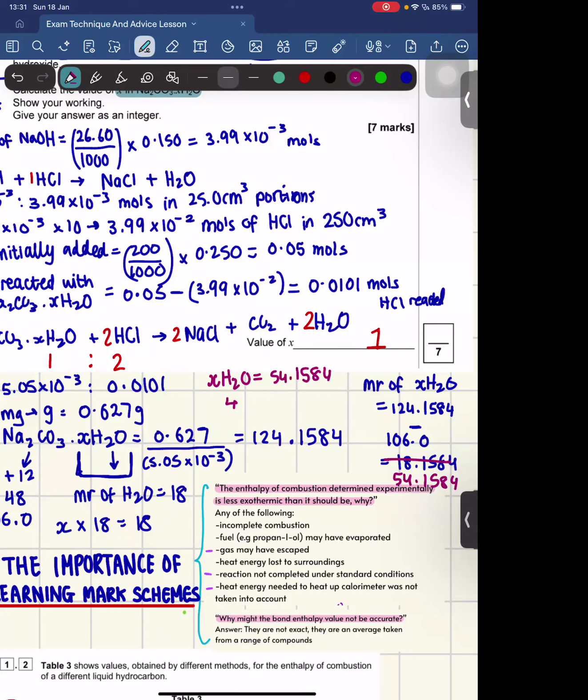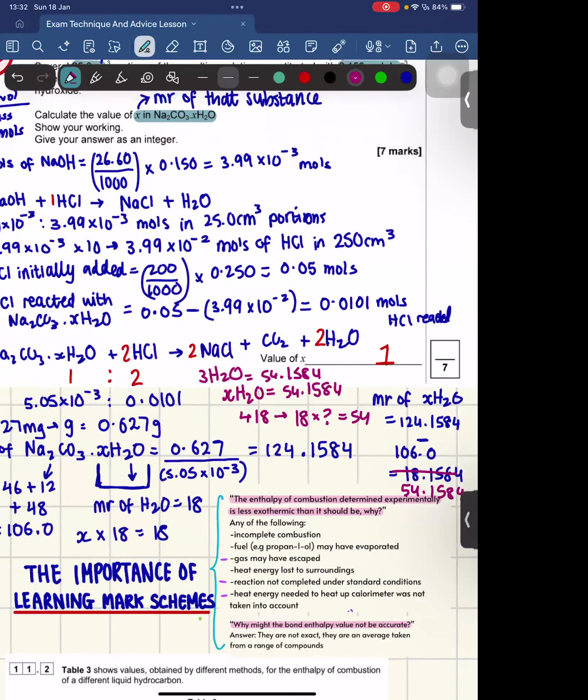And if I know that H2O itself is equal to 18, what I would then be doing is figuring out 18 times what makes 54. Well, 18 times 3 would make 54. So it would be 3H2O equals 54. Does that make sense?